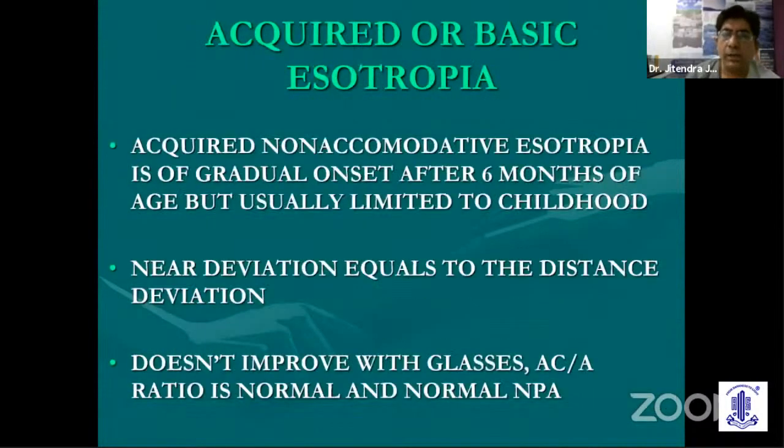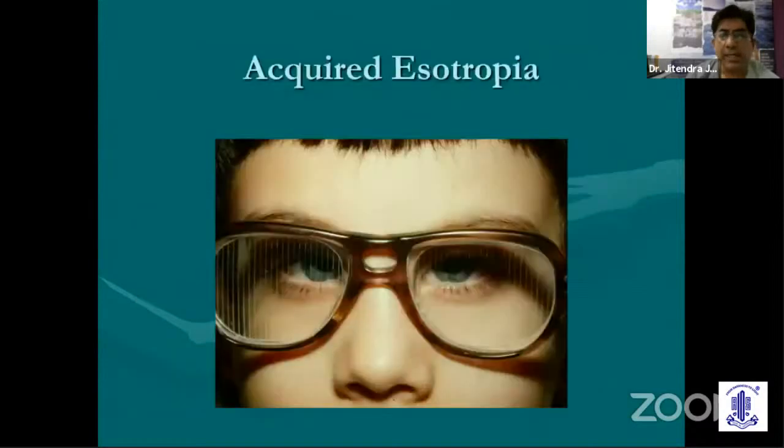Acquired non-accommodative esotropia is of gradual onset, mainly after 6 months of age, where near deviation equals distance deviation, does not change much with glasses, and there is a normal AC/A ratio and normal NPA.